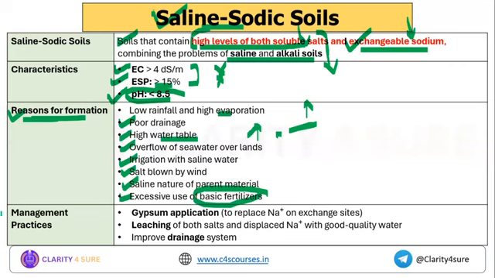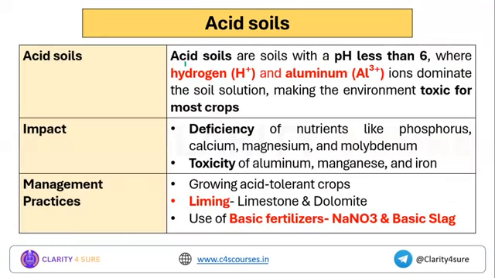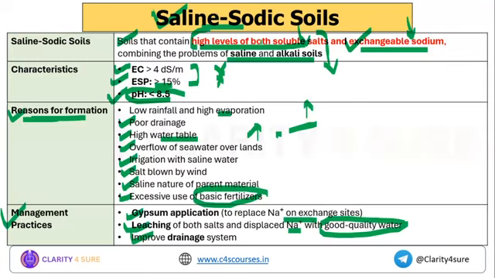Okay, how to manage? So manage with the gypsum application, which will replace the sodium on the exchange site. Leaching of both salts and displaced Na with good quality of water, good quality of irrigation water is necessary. Okay, and improve the drainage system. So yes, this was the saline-sodic soil, and the last one is the acid soils.